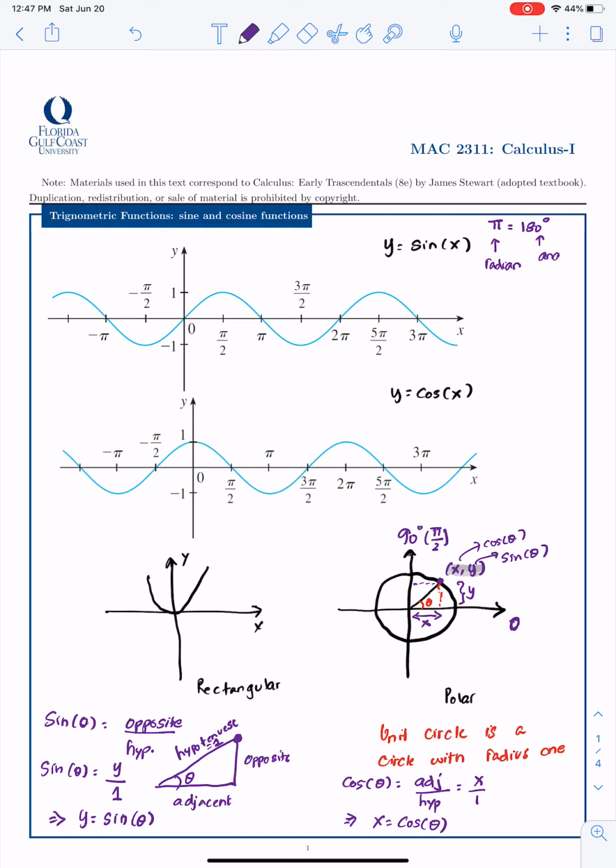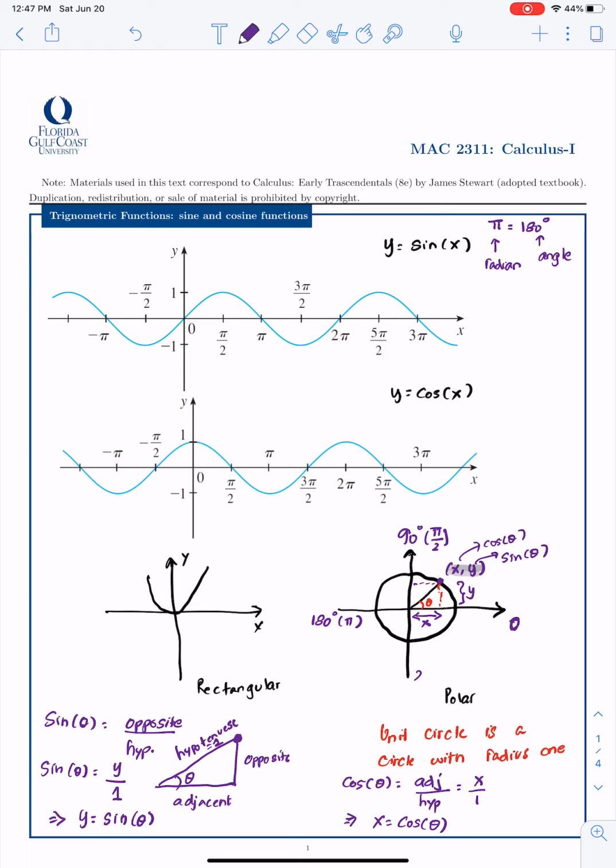and that's the angle. So the angular measure is used in the polar coordinate system. The radian measure is used in the rectangular coordinate system. So 90 degrees would correspond to pi over 2, and then 180 degrees would correspond to pi.